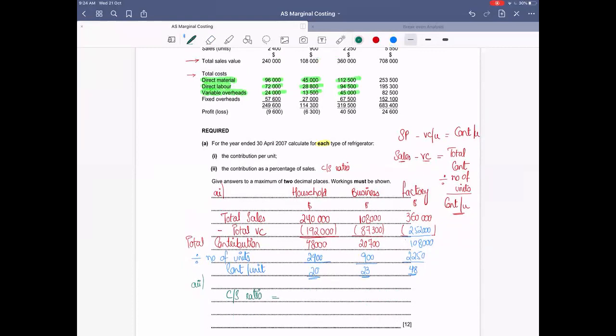So the total contribution for household is 48,000. And the total sales for household was 240,000. So we'll just multiply that by 100. Then total contribution for business is 20,700. And total sales for business is about 108,000. And for factory, contribution is 108,000. And sales are 360,000. So please tell me what the CS ratio is.